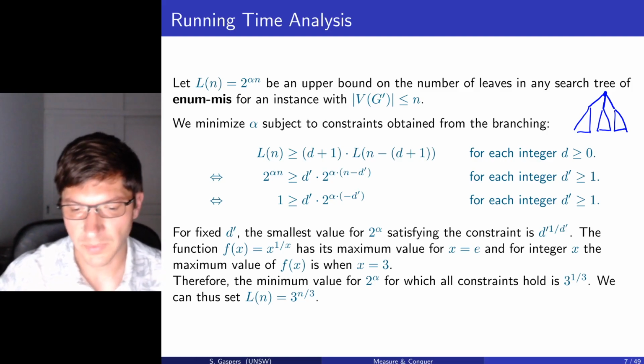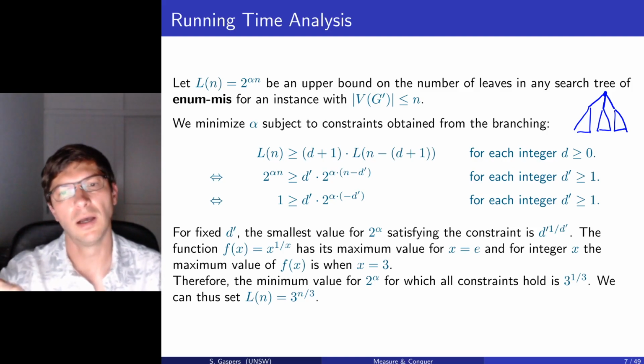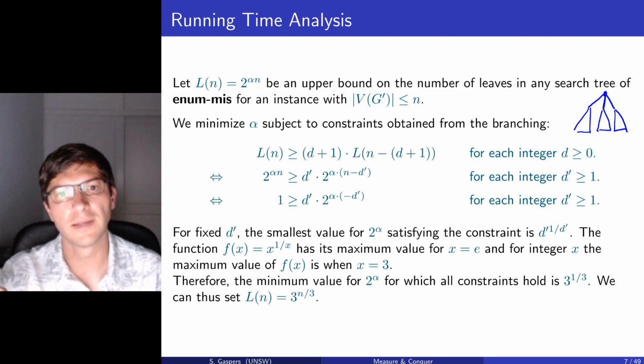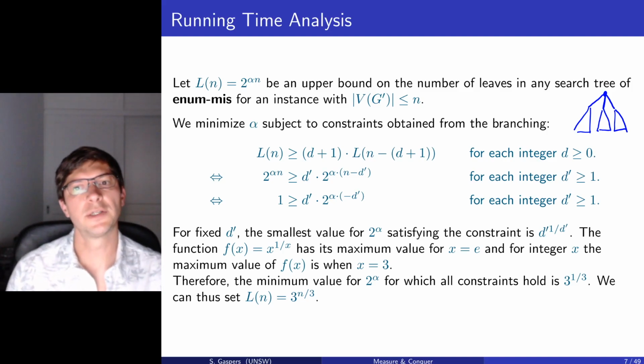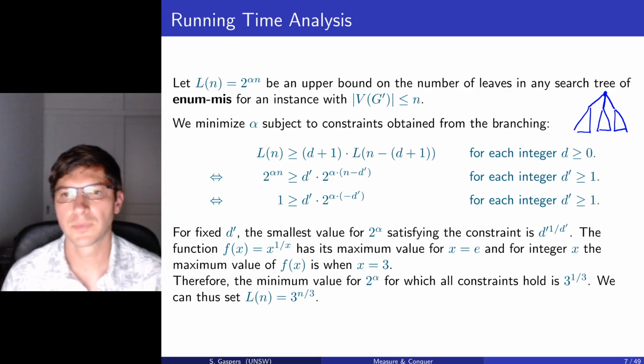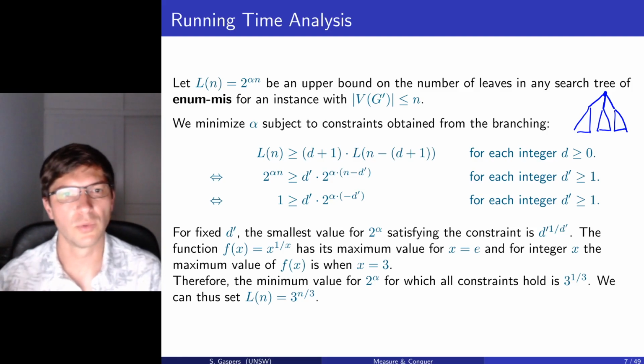So we'll get d plus 1 branches, and in each of them we can upper bound the number of leaves below the children here as L of n minus (d plus 1). So this should hold for every integer d that's at least 0. We don't know what degree the algorithm is branching on, so this needs to be satisfied for each integer d that's at least 0. So now we will replace L of n by 2 to the power alpha n.